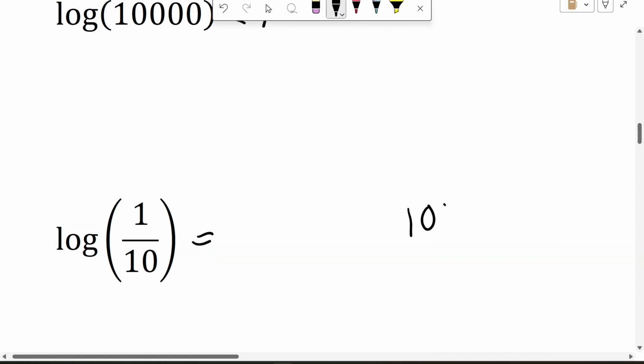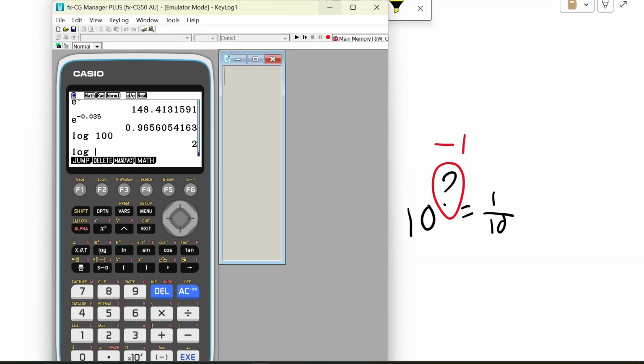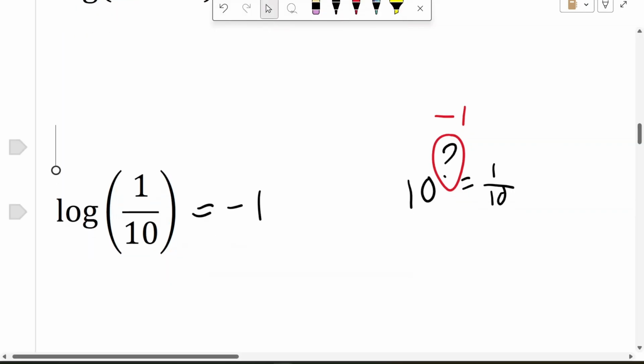Well, it would be asking you 10 to the power of what gives you 1 over 10, and based on our index laws, that number in here would have to be minus 1. So the answer to this log is minus 1. And it's always a good idea to double check that this answer is actually right on your calculator, and it is, so your calculator agrees.